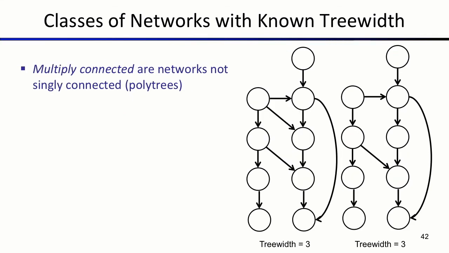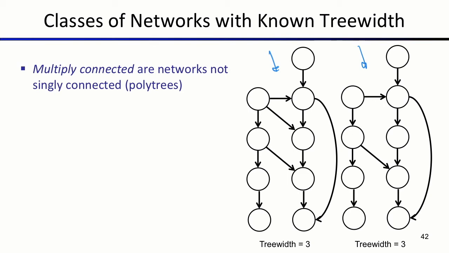And just to give names to everything that we are looking at, we call a multiply connected network the network that is not singly connected. So in other words, it is not a polytree. These are two examples of multiply connected networks, this one and this one, and we can see that they are not polytrees because they have loops.